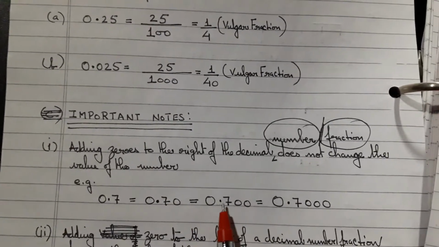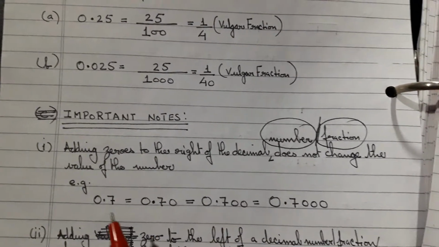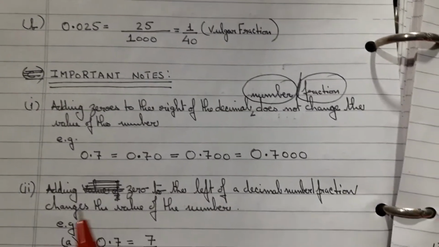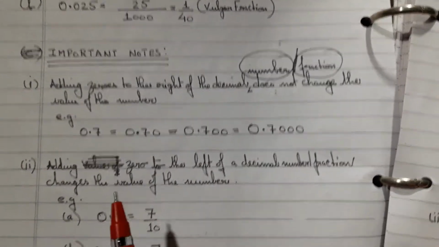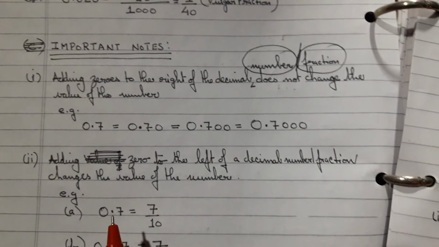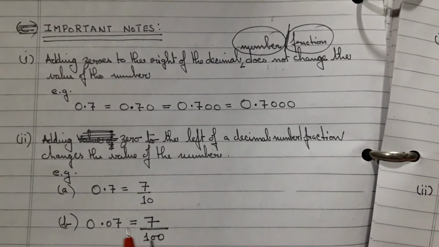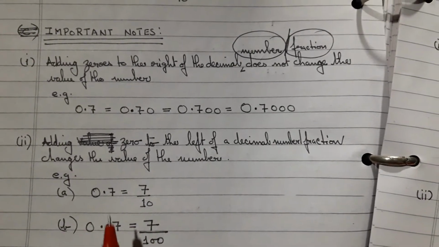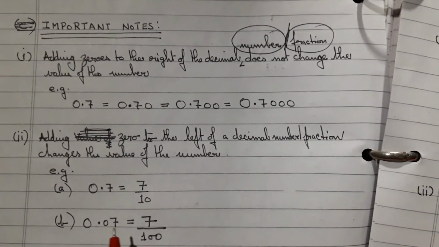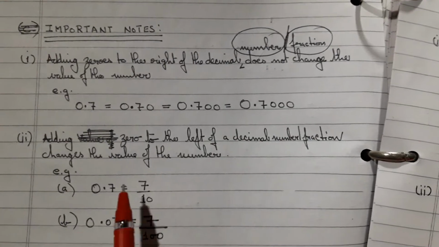But if I put a 0 before this, the value will change. Adding 0 to the left of a decimal fraction changes the value of the number. Yes, 0.7 is 7 by 10 and 0.07 is 7 by 100. So 0.7 is not the same as 0.07. Remember this, these are two different numbers.